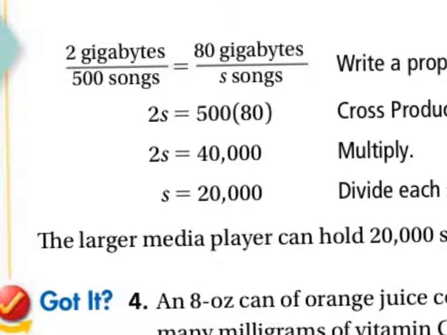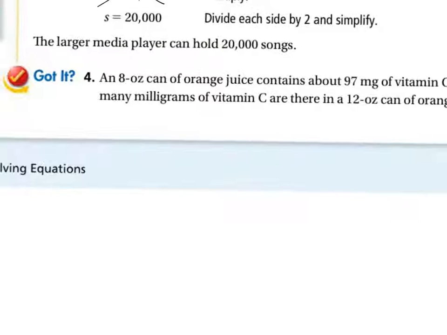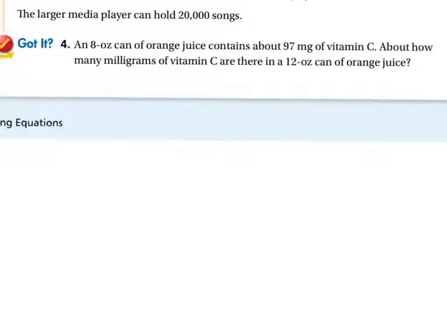Gigabytes over songs, gigabytes over songs. And then I wouldn't do this because of that nice pattern there. I would just say let's multiply by 40 and we get 20,000. So, got it, similar situation.